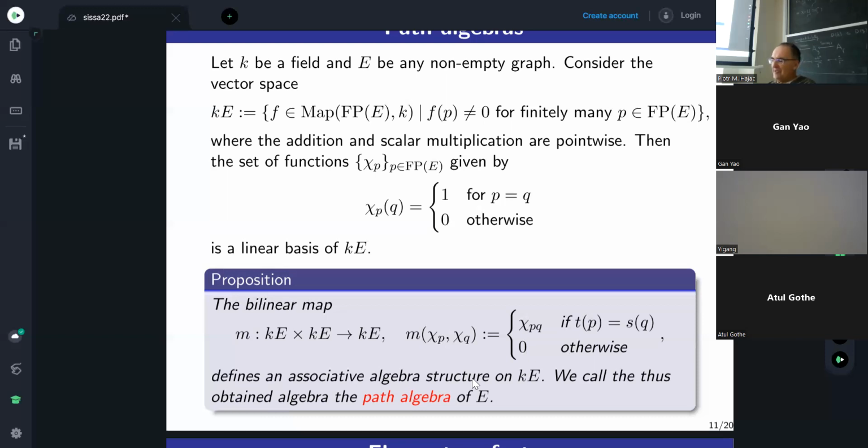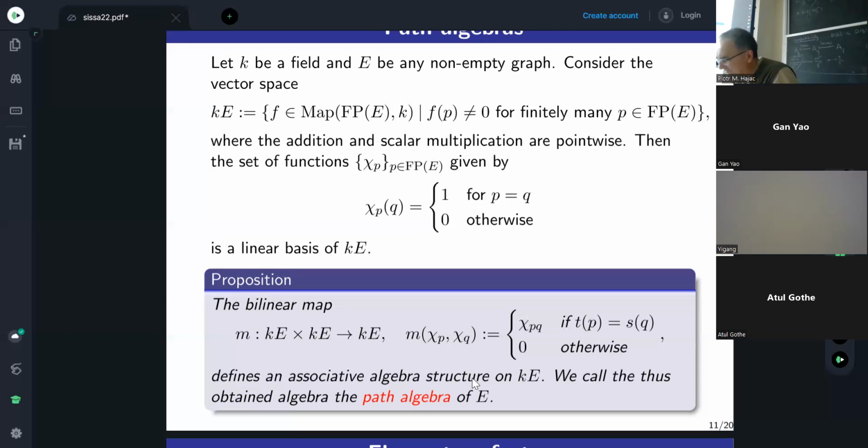I define the bilinear map on basis elements, chi p and chi q, by saying that if the end of p is the beginning of q, I go by concatenation of paths. Now I have a pq path, because the end of p is the beginning of q. And I have a pq path, the concatenation, and chi pq is the result of multiplication. If the end of one path misses the beginning of the other path, poof, they miss each other and multiply to 0.